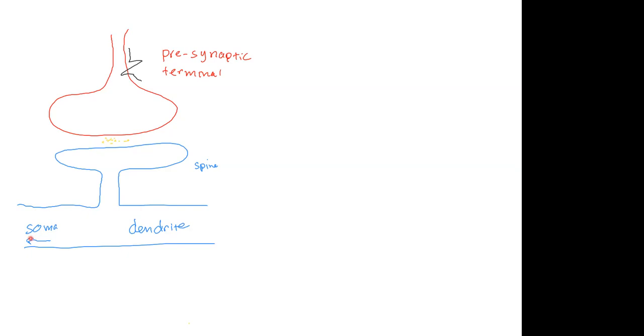And the way information is transmitted is when a spike arrives, neurotransmitter is released. That's these little yellow dots. So it's stored in these vesicles. There are a lot of vesicles, of course.